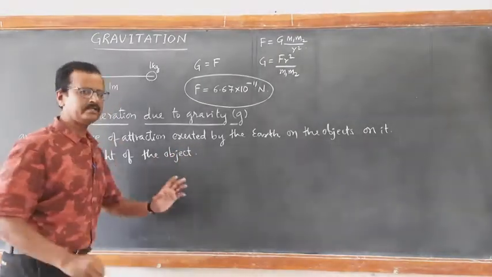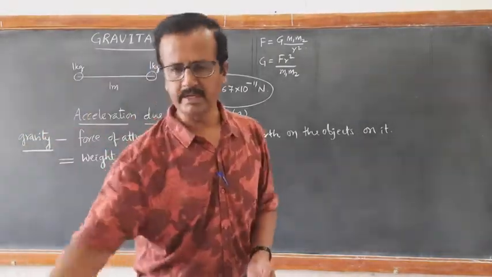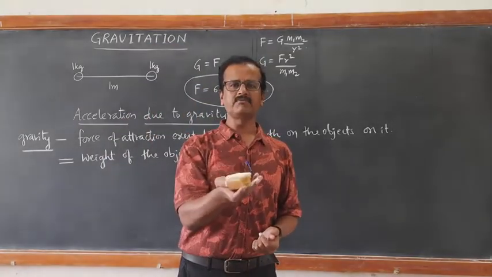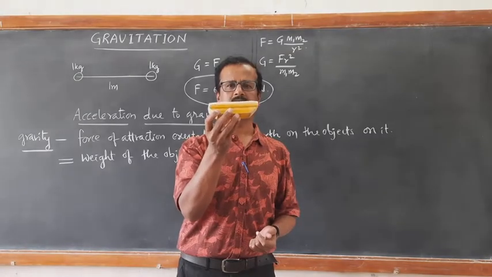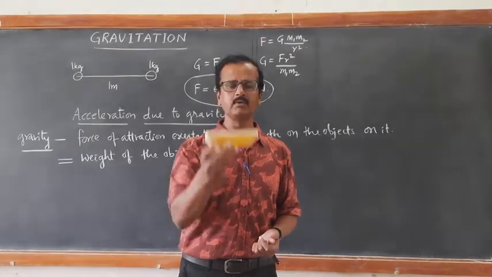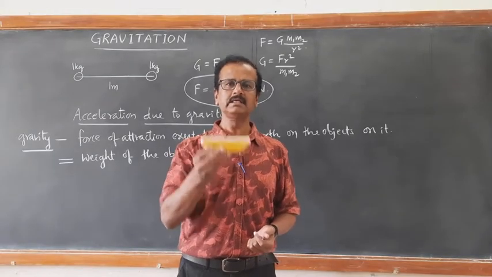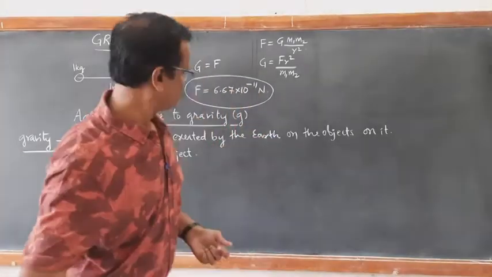So we define the weight of the duster. For example, weight of the duster. How do we define it? The force of attraction, the force of gravity exerted on it due to the pull of the earth towards the center of the earth is called the weight. That's how we define it.